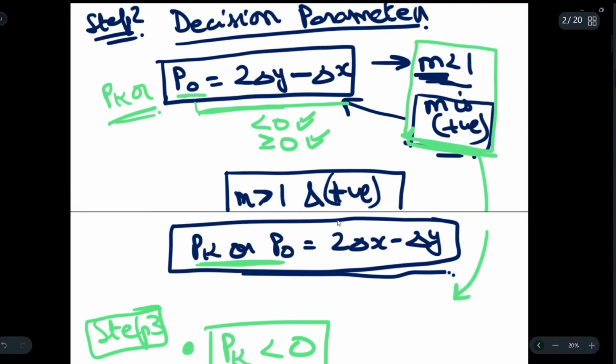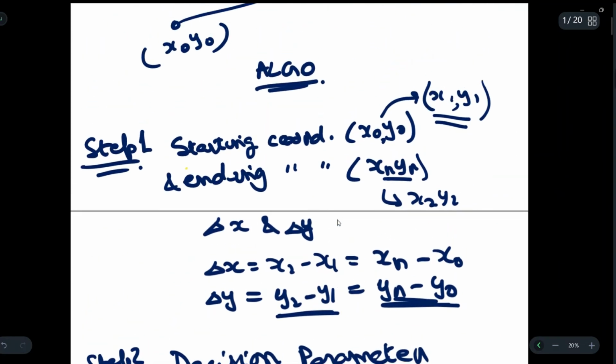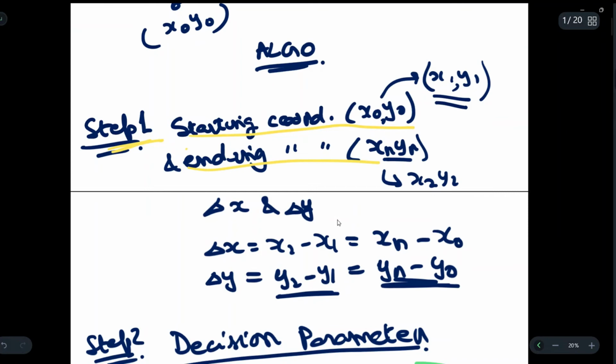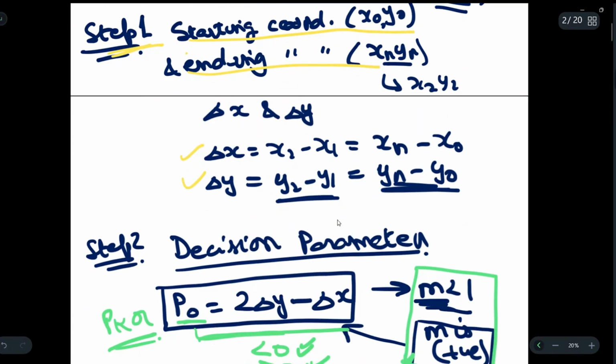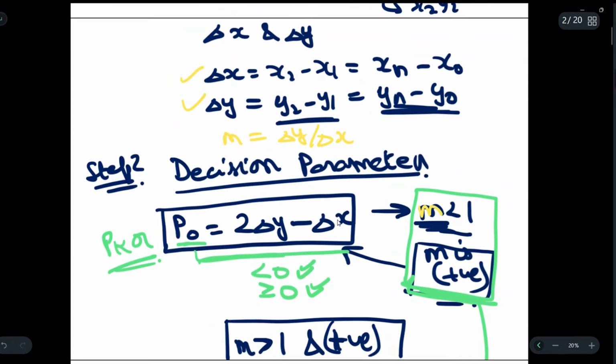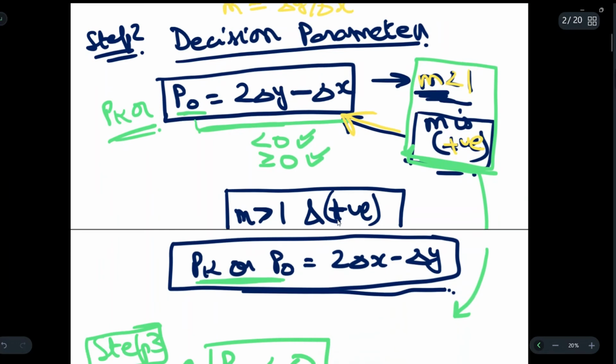So first of all, we will start from here. That is, we will write step 1. We will write the starting coordinate and the ending coordinate. Then we will find del x and del y. Then from here we will find the value of m, that will be del y by del x. Then you will determine whether m is less than 1 and m is positive. If this is the case, then use this formula. Otherwise, if m is greater than 1 and m is positive, then use this formula.